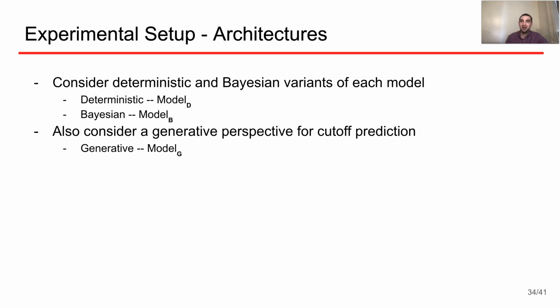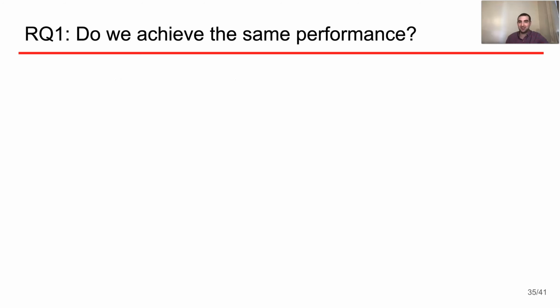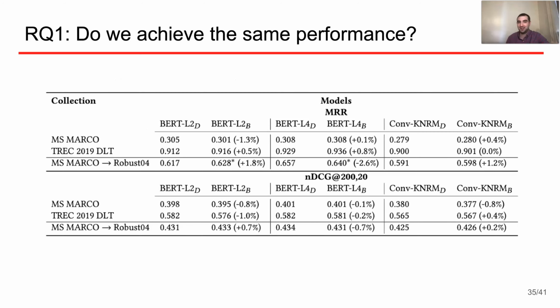With that said, we can now talk about our results. And first is the question, do we achieve the same performance? And there's a lot of numbers here, but the key takeaway is yes. There's some fractions of a percentage where the Bayesian model performs better, other times where it performs worse, but the takeaway is you can incorporate this last layer Bayesian approach without having to deal with your model degrading.